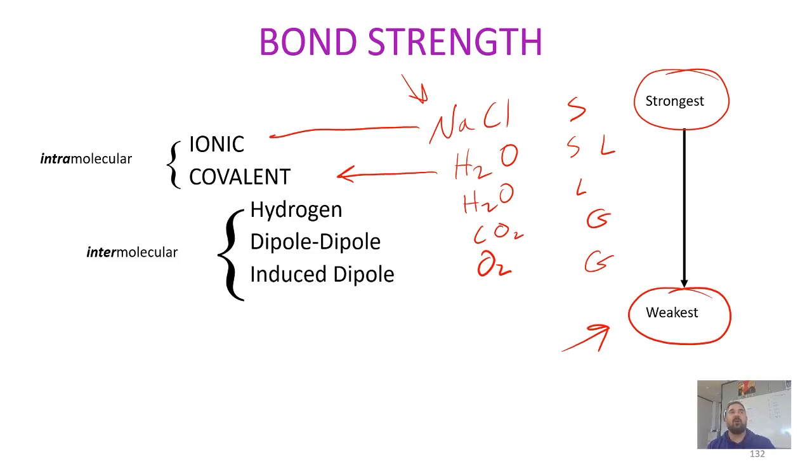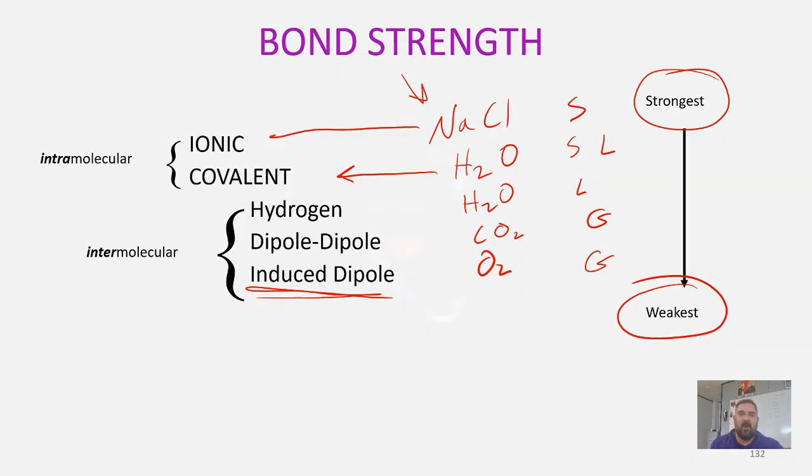So the stronger the bonds, the more difficult it is to take it from solid to liquid to gas. I want you to understand the strength of these bonds. So the stronger these bonds, the more difficult it is to change the state. To go from solid to liquid, to go from liquid to gas. The stronger the bonds, the more difficult that is to do. The more energy that's going to be required.